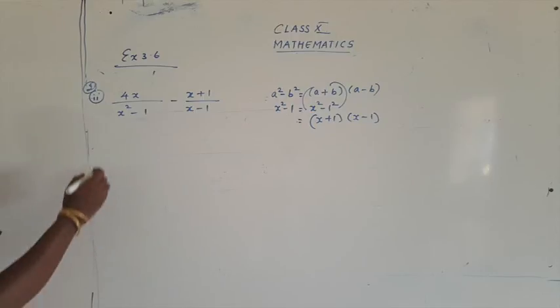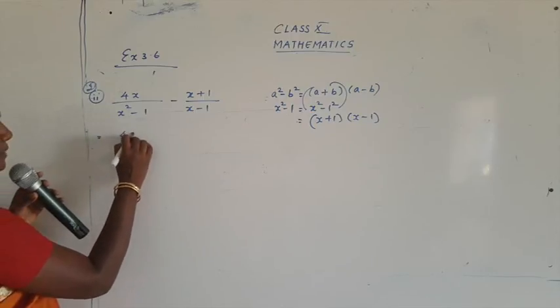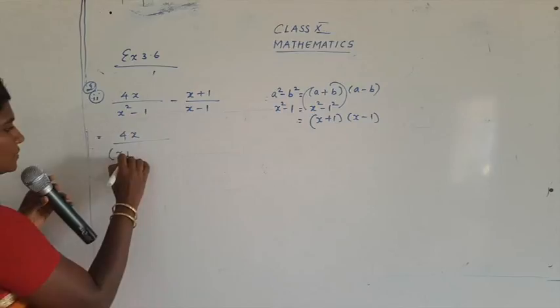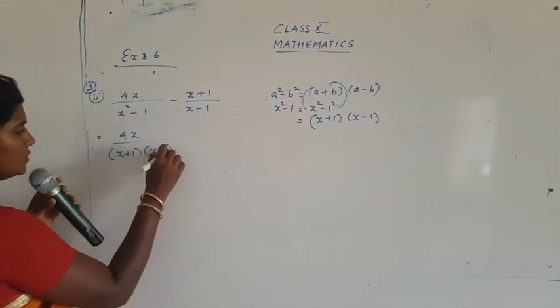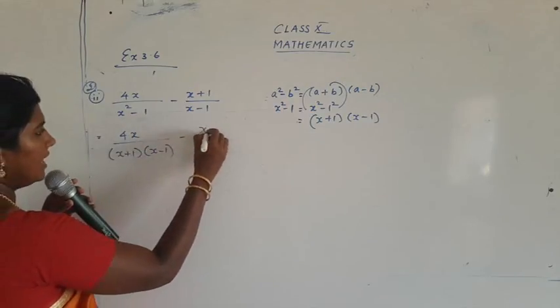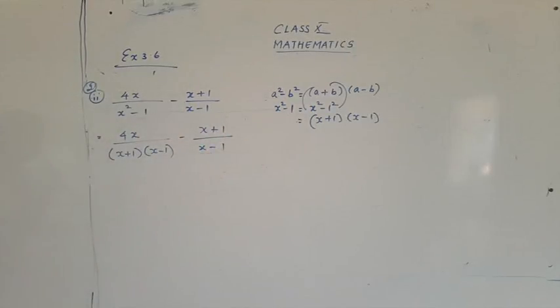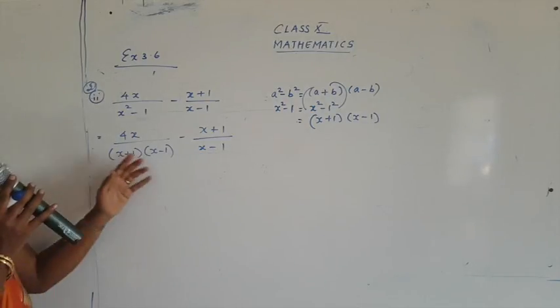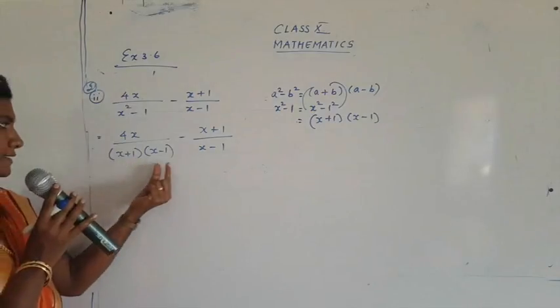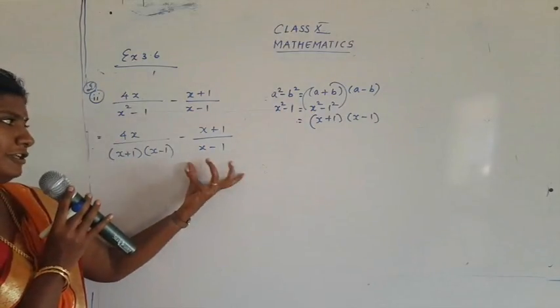So let's write over here. So this becomes 4x upon x plus 1, x minus 1, minus x plus 1 upon x minus 1. So I have just changed x square minus 1 in terms of x plus 1 into x minus 1. Okay, now just see the sum carefully. The denominator part, just focus on the denominator part. For the first part, we have x plus 1 and x minus 1. For the second part, we have only x minus 1.